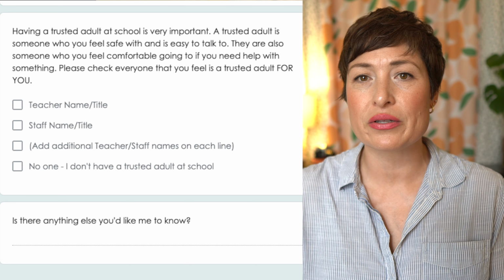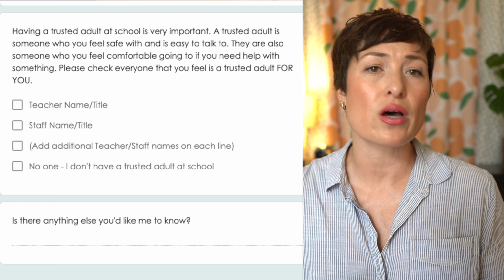It's important to include the teacher or staff member's name along with their title. You may also want to include people that maybe only a few students in your class see. So, for example, your resource or intervention teachers, your after school or special program teachers, that kind of thing.